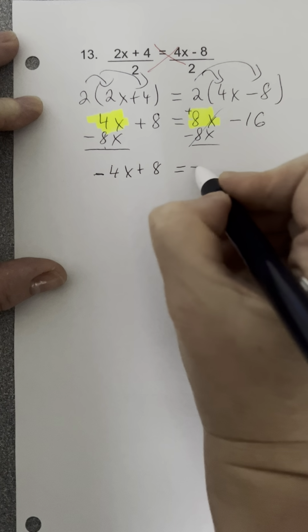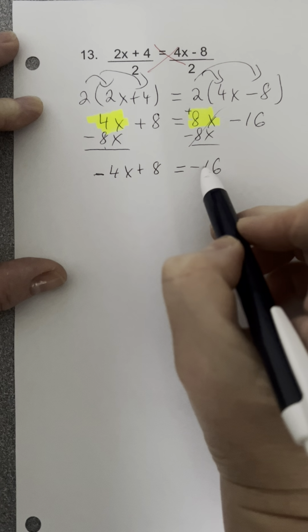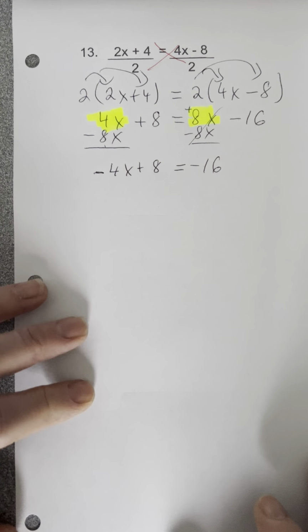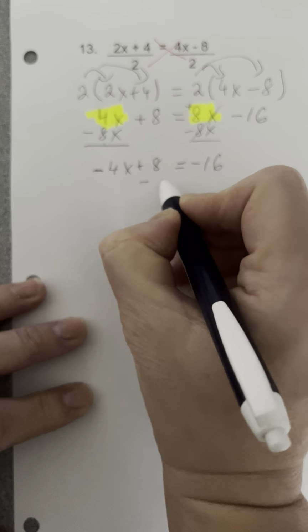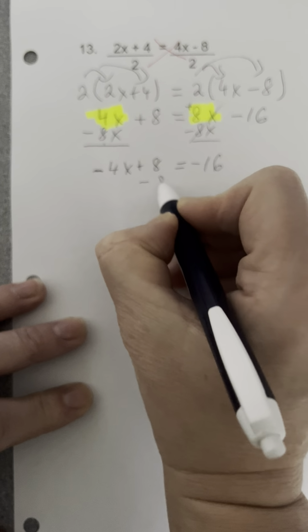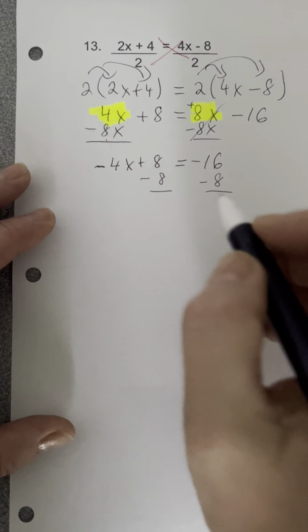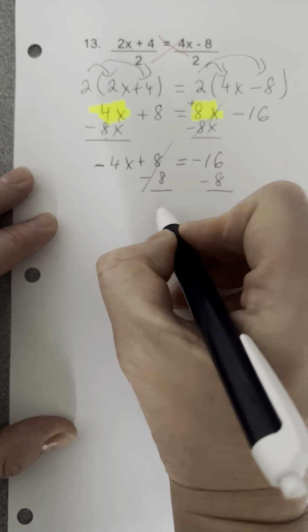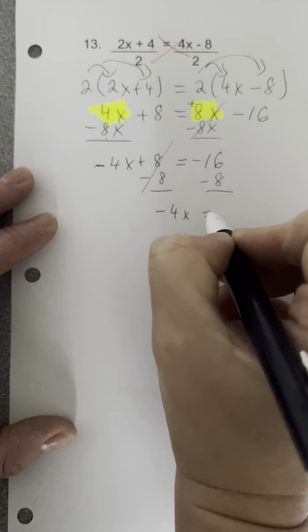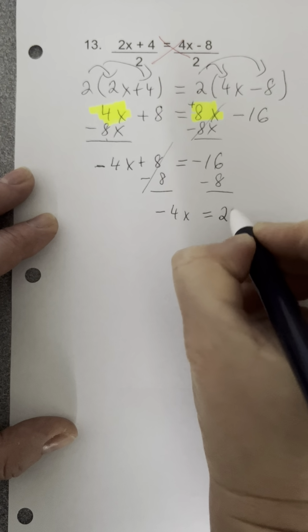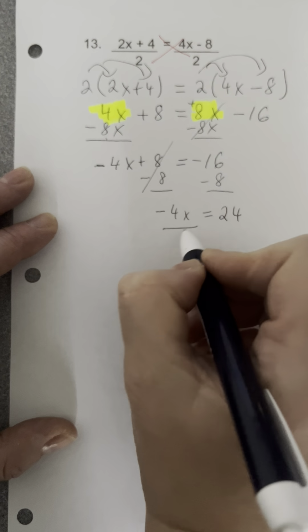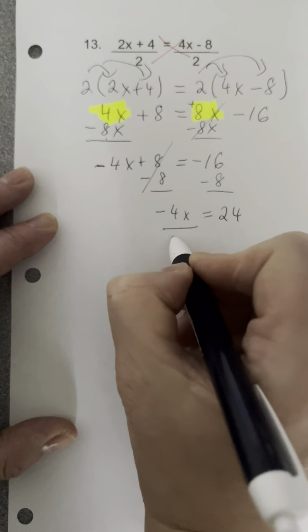And you're negative 16. See that negative? Make sure you bring it down. Because if you don't, you might not get this correct. Opposite operation. Alright. Okay, those cancel. And then last step, you have to divide by -4.